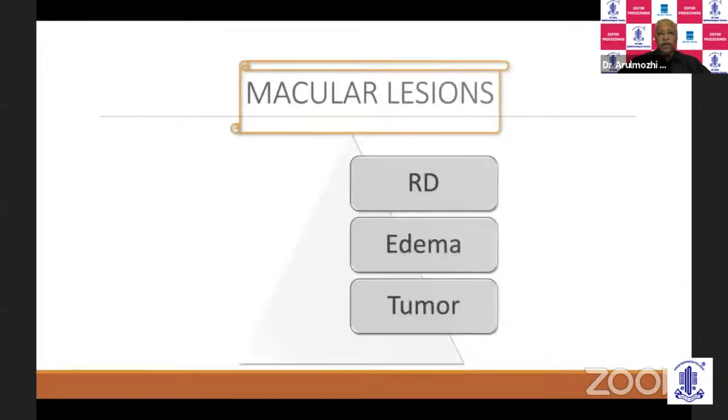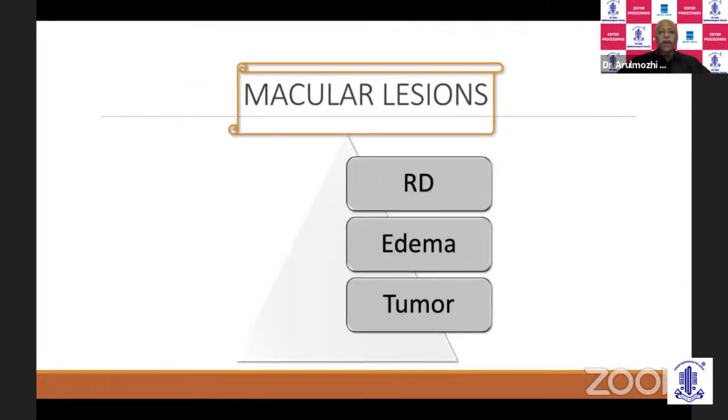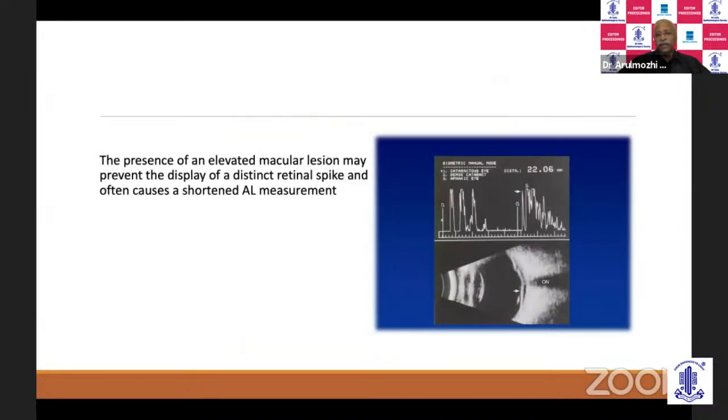In very short eyes, you have issues. Macular lesions, shallow retinal detachments, macular edema, or a tumor of the retina can give you false readings. So you see here that there's an elevated macular lesion, but here the spike is visible, that you get a double spike. So when you see these kinds of erroneous spikes, make sure that you're doing a B scan before you accept these readings.